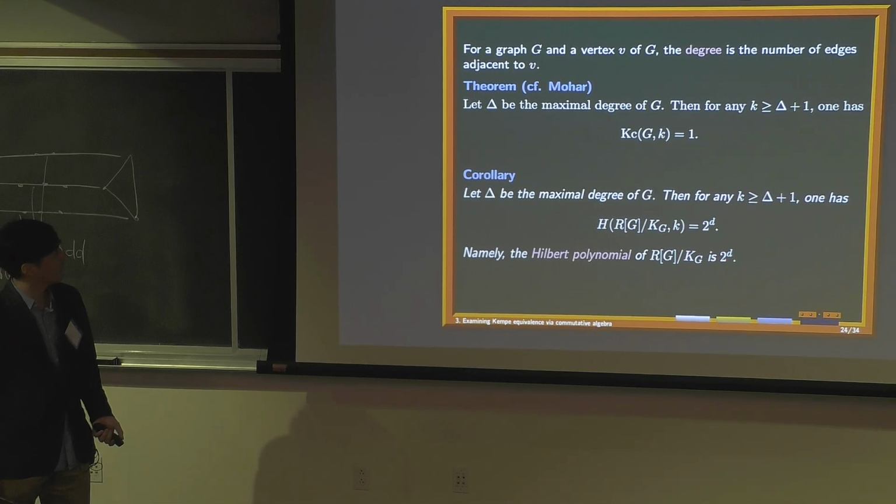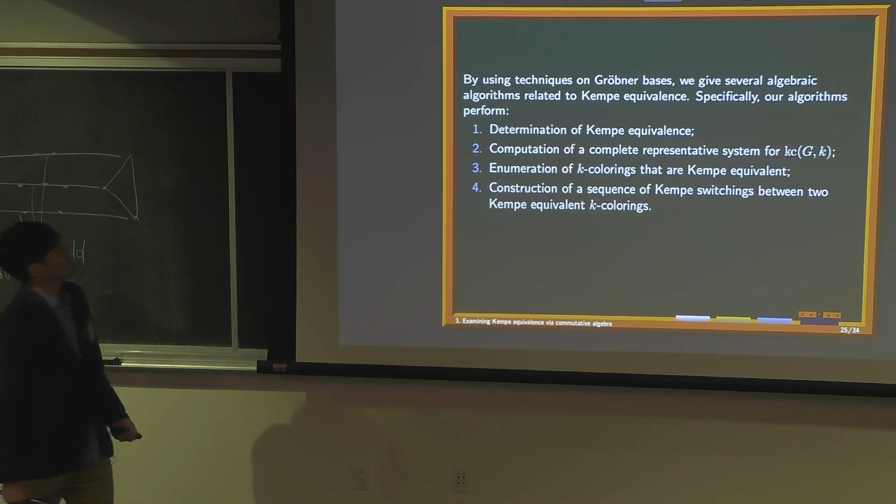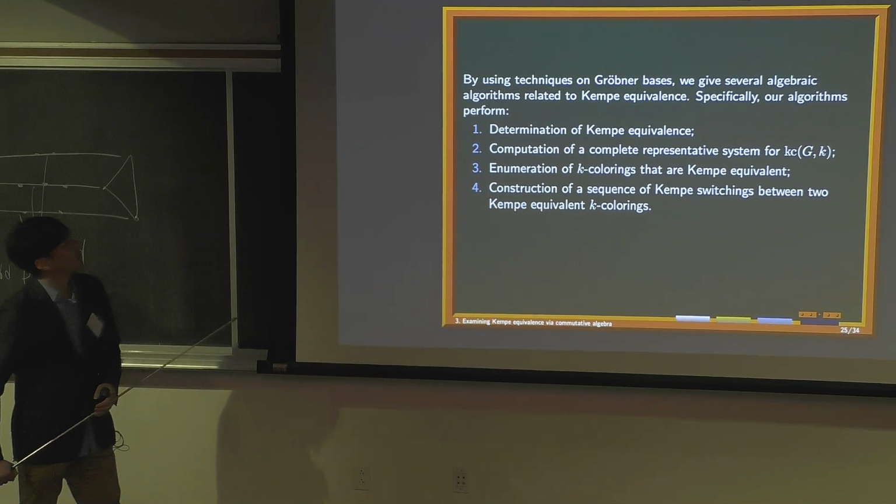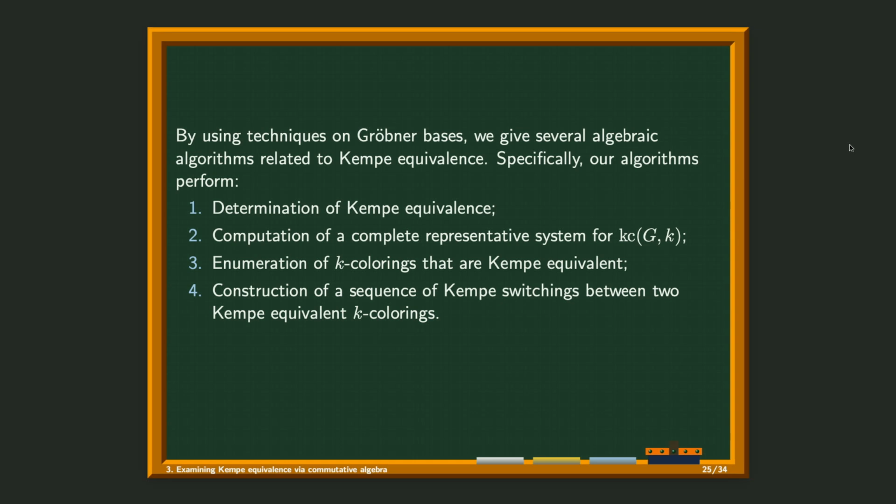Okay. By using techniques of Gröbner bases, we can give several algebraic algorithms related to Kempe equivalence. Specifically, our algorithms perform determination of Kempe equivalence, computation of a complete representative system for KCGK, enumeration of K-colorings that are Kempe equivalent, and construction of a sequence of Kempe switchings between two Kempe equivalent K-colorings. Okay. So this is the first story of my talk.